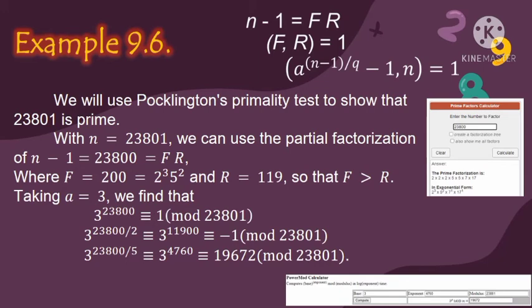Taking a equals 3, we find that 3 raised to 23,800 is congruent to 1 modulo 23,801. 3 raised to 23,800 divided by 2, which is 3 raised to 11,900, is congruent to negative 1 modulo 23,801. 3 raised to 23,800 divided by 5, which is 3 raised to 4,760, is congruent to 19,672 modulo 23,801. Again, we will use the power mod calculator to compute the least positive residue.